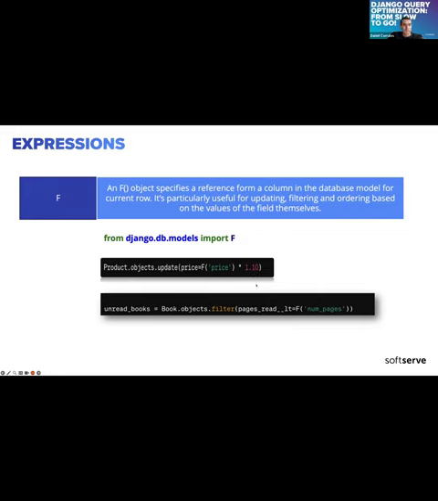But in this case, we just need a one line implementation, which is setting the specific column that we want to update. With the F, we are saying, okay, give me the current value of this specific row, and with this reference, let's change the value, increasing it by a specific percent.